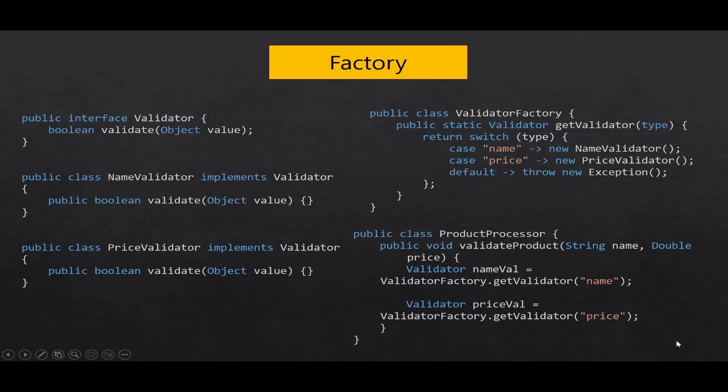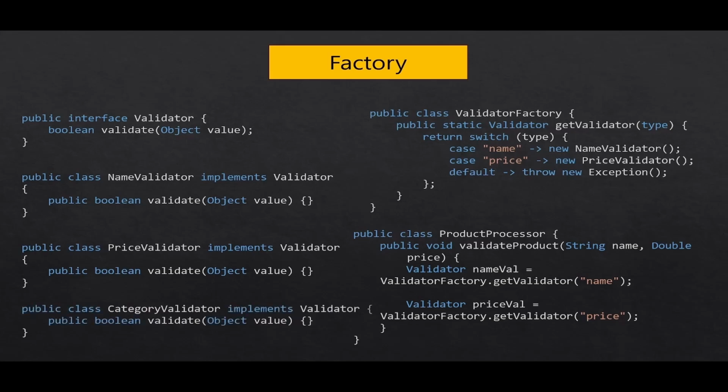This helped in decoupling the client from the actual validator classes, made our code extensible, and centralized all the validator classes and their logic. Say tomorrow, if we want to add a new validator type, category validator, we'll just implement a new category validator, update the validator factory function, get validator, and that's it, we'll be done.